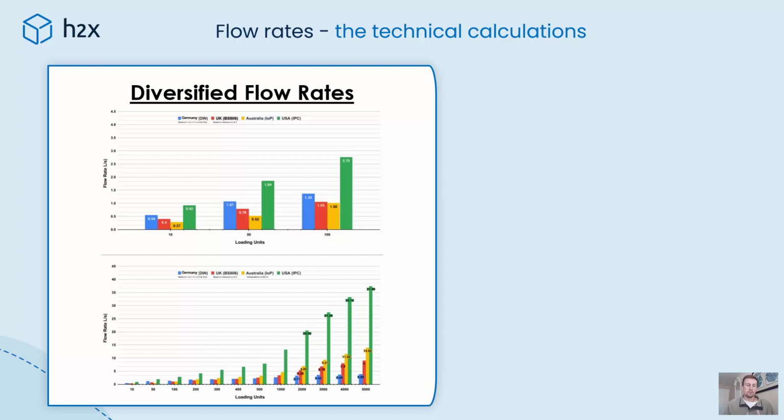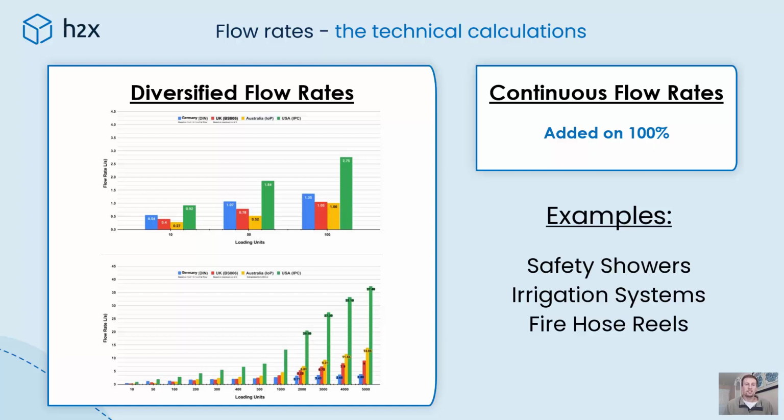So just as an example, if you've got one fixture, probability it's going to run is 100%. If you've got 10 fixtures, maybe there's a 30% probability. 100 fixtures or 1,000 fixtures, that percentage of fixtures running at the same time will decrease. And then we have continuous flow rates, a lot more simple. There's no diversity, no probability. Whatever the number is, it gets added onto the flow rate.